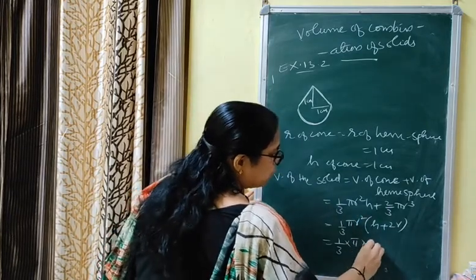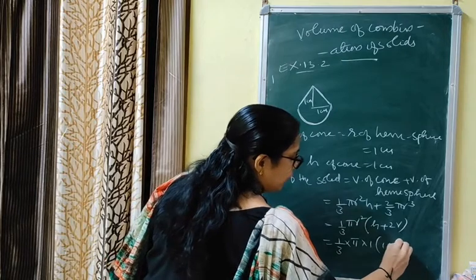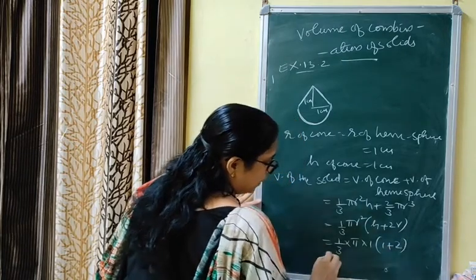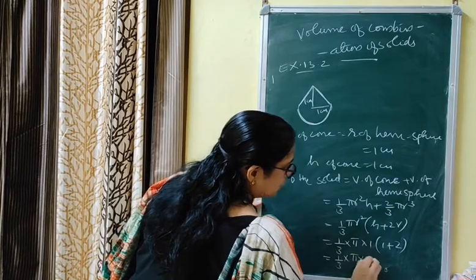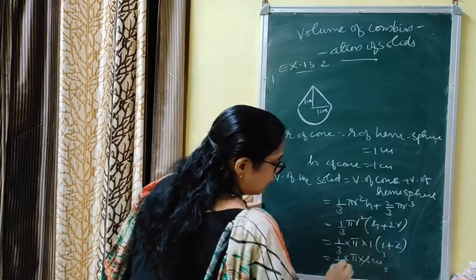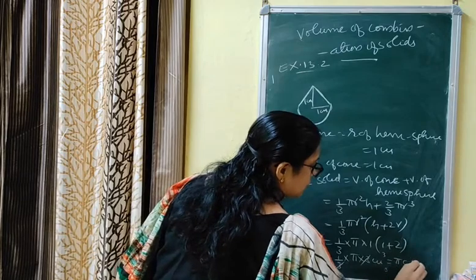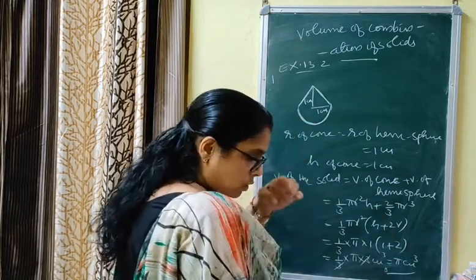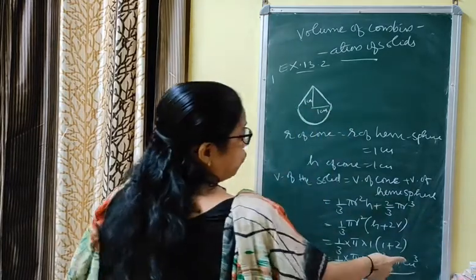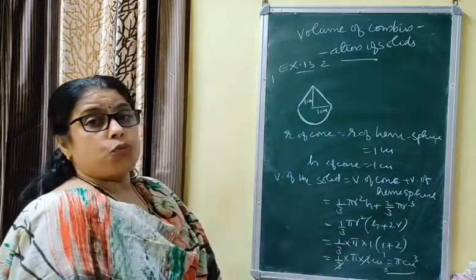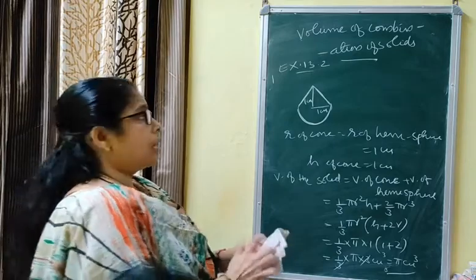Now 1/3 pi, you are asked to find the value in terms of pi. R square is 1 square, that is 1, h is 1, again 2r is 2 into 1, that is 2. That is 1/3 into pi into 3 cm cube. Just the 3's are getting cancelled. You are getting the value as pi cm cube. You are asked to find the value in terms of pi, and you have to write the unit. Unit of volume is cubic unit. Unit of area is square unit.